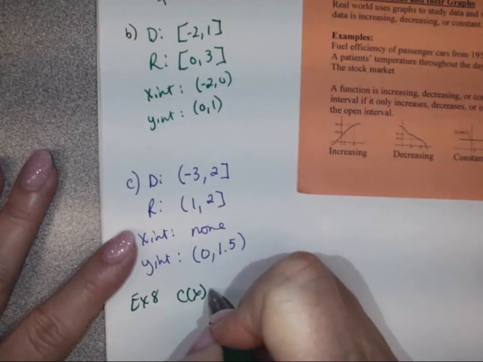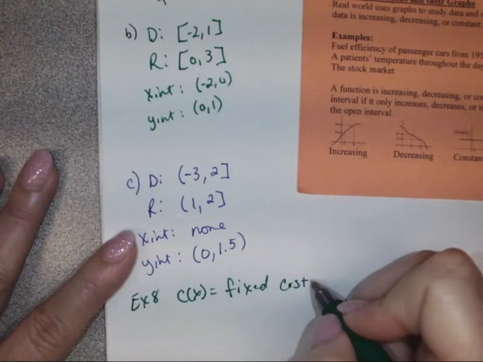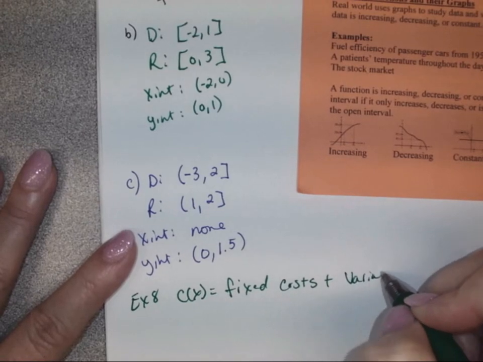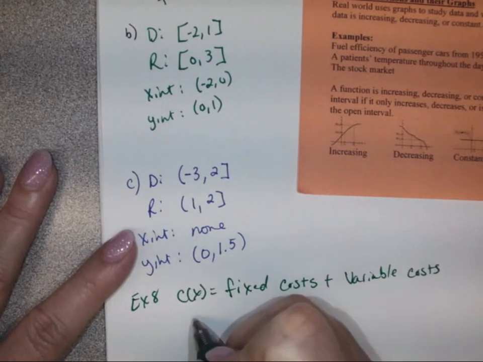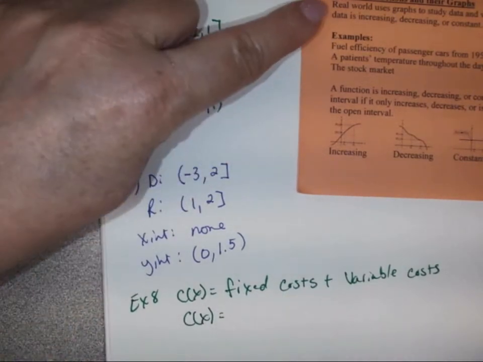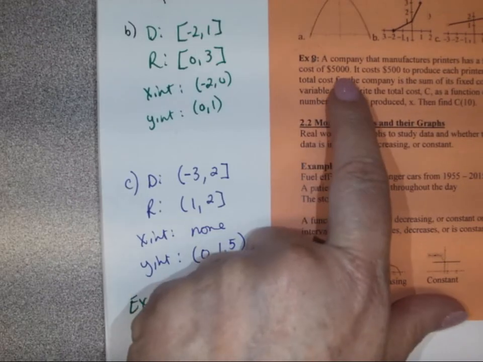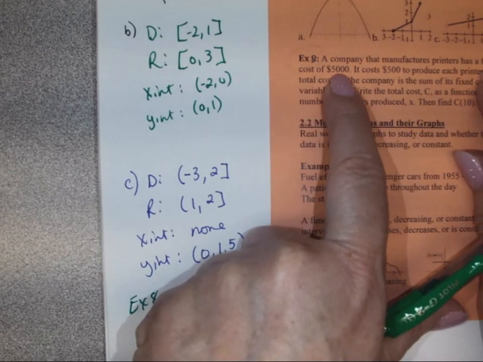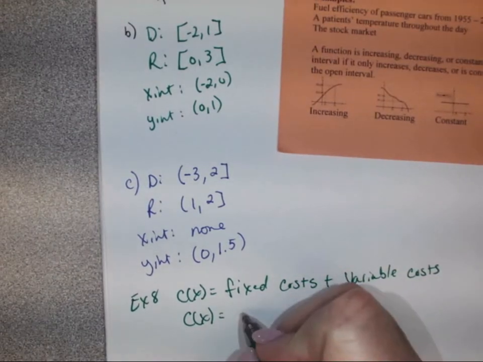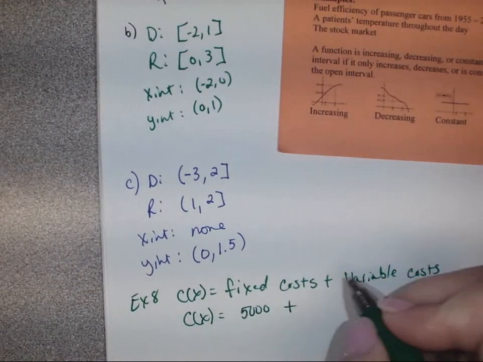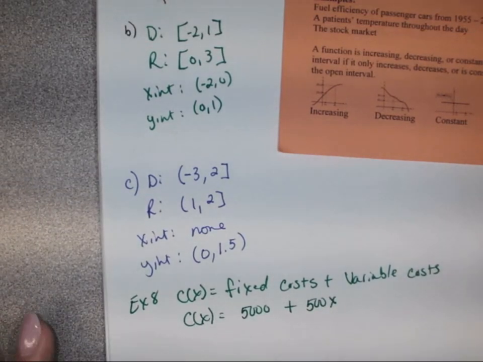So C of x, we are told, is the fixed cost plus the variable costs. That's what it's going to be equal to. So what is our fixed cost again? Well, it tells us that it has a fixed cost of $5,000. And then the variable cost will be $500 to produce each printer. So $5,000 plus the variable cost, which will be $500 times every printer we produce. We just don't know how many we're going to produce each time.